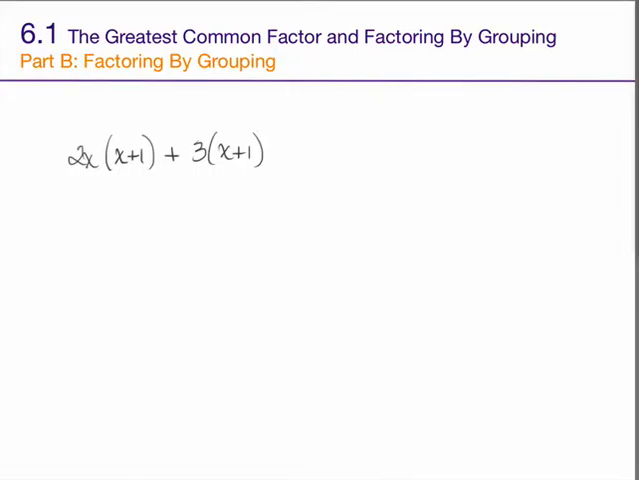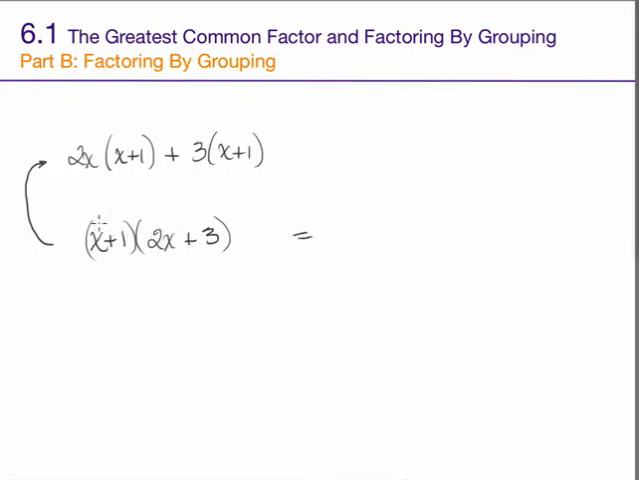At the end of the last part, I showed you that the greatest common factor of these two terms was this factor, x plus 1, and that therefore we could write this expression with the greatest common factor factored out. And what we need to multiply by this factor to get this term is 2x, and what we need to multiply this common factor by to get this term is 3. This is another way to write this expression.